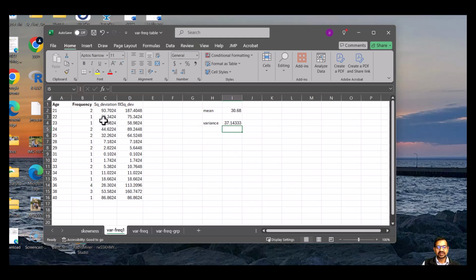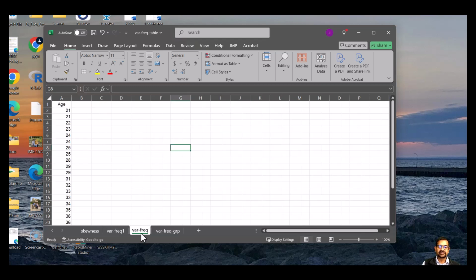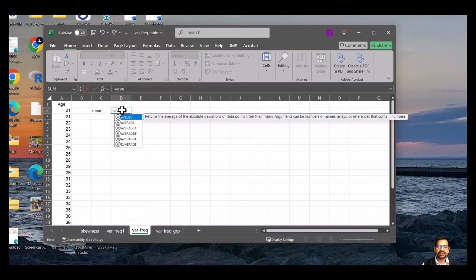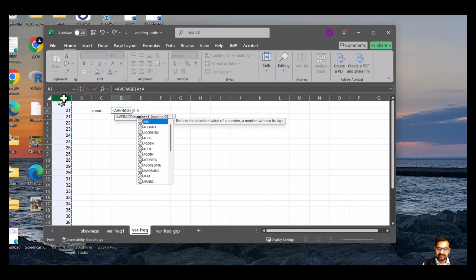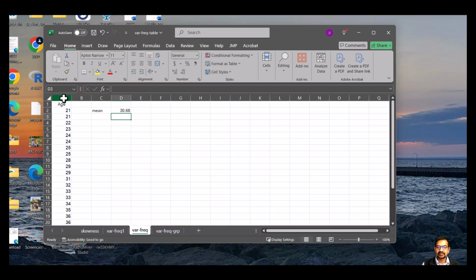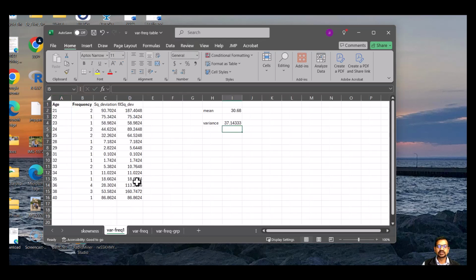Now these numbers are identical to what we would get if we had been given raw data. So if this is the raw data, we can easily calculate the mean in Excel. It's given by the function AVERAGE. So I type average of this series, and we get 30.68, which is what we got had we just been given the table.